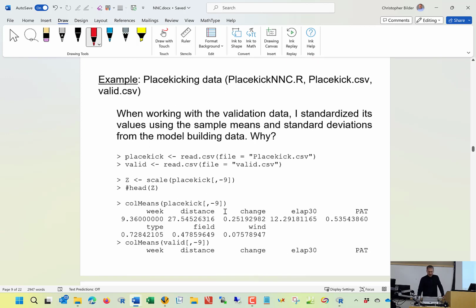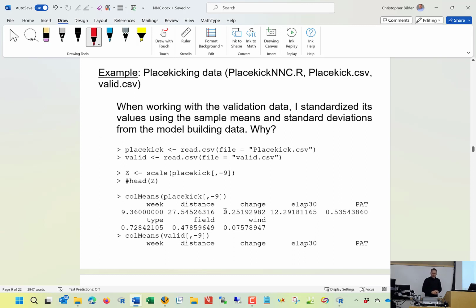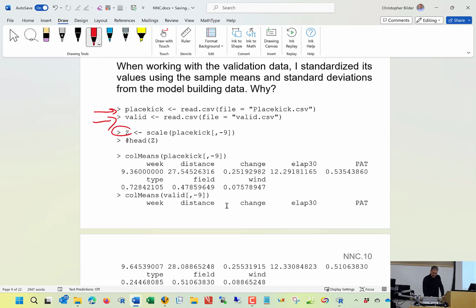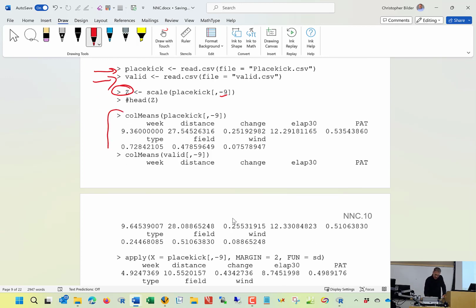And so let's apply some of these ideas then to the place kicking data. So I have my place kick data set, my training data set, and then I have my validation data set, which is what we've had before. Again, the way that this is typically applied is that you're going to use standardized data. So the first thing that I do is I standardize my data. Notice the -9 there. That is my good variable, which tells me it's a success or failure. That's why I took that out. I also show here the means for each of the variables.